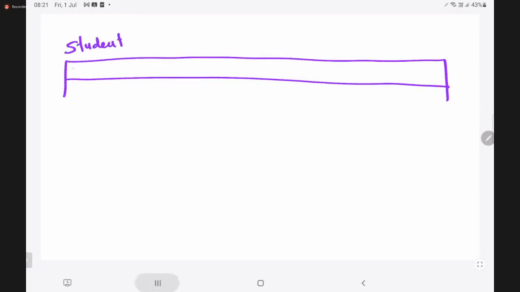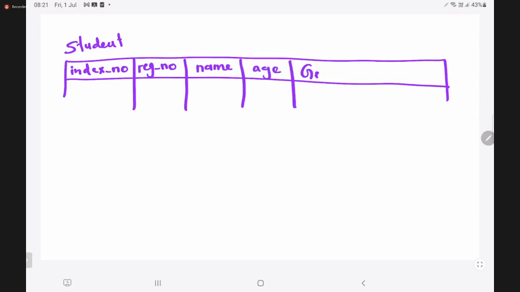So they have index number. They have registration number. They have name, age, gender, and address. Right? So just think about your data, your details. Then how can we identify each student uniquely? What kind of attributes can you use? Yes? Tell me.